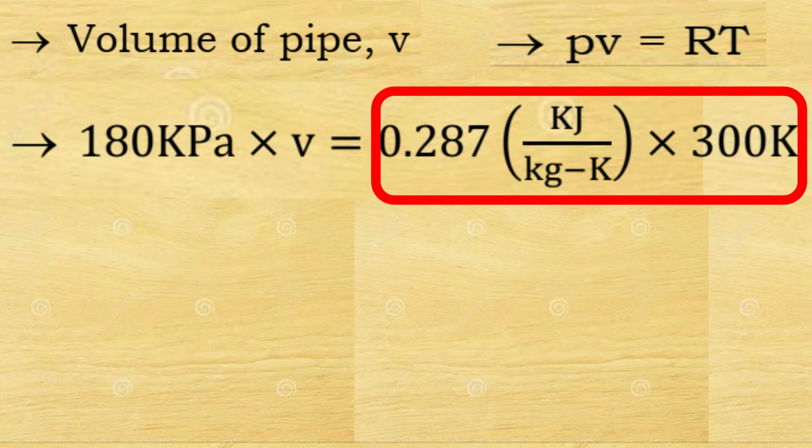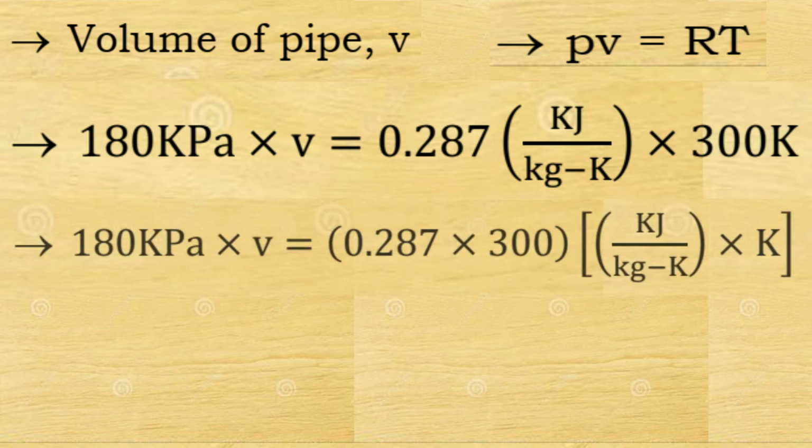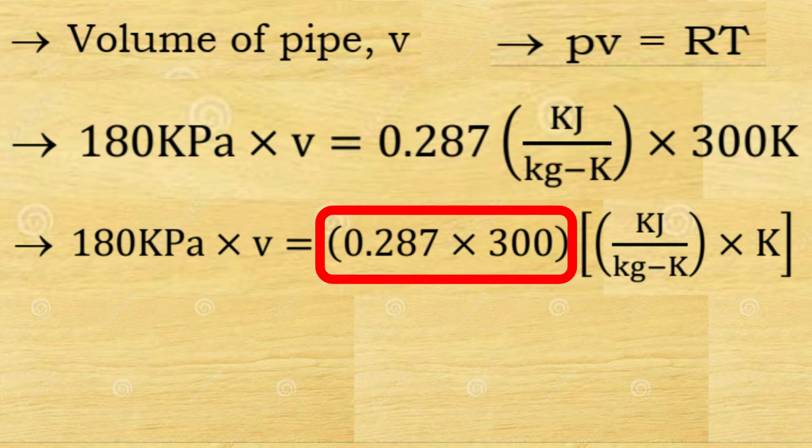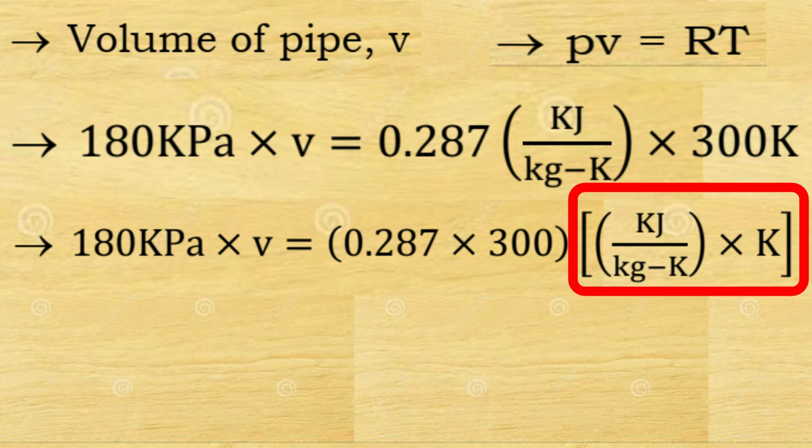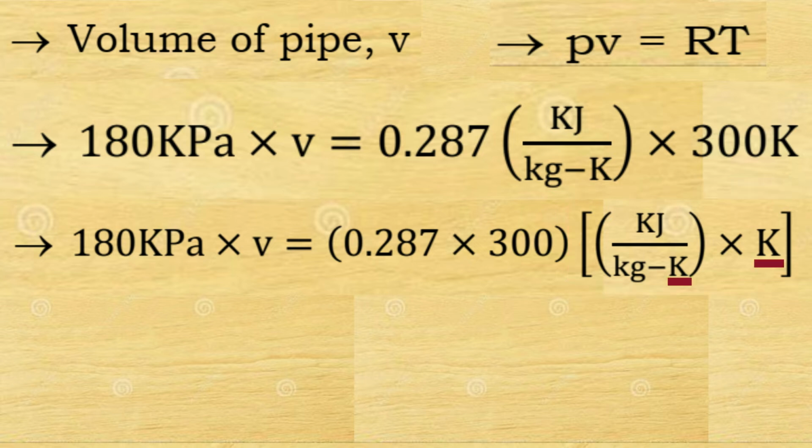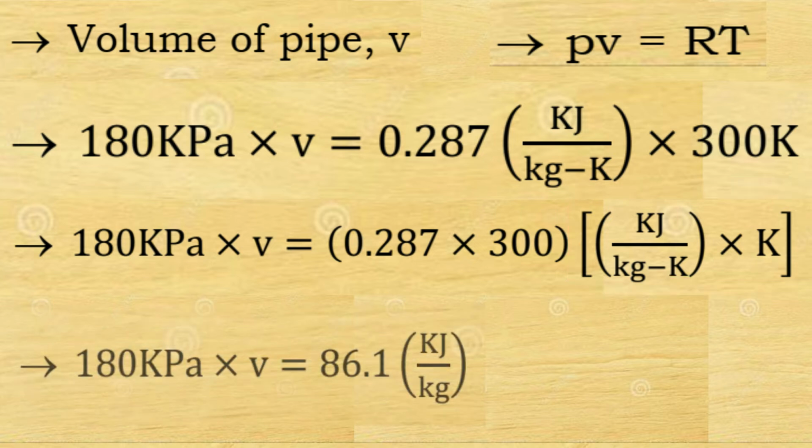Now in this RHS, we will split the numerical terms and SI units. So the next step will be 180 kilopascal into small v is equal to 0.287 into 300 into kilojoule per kg Kelvin into Kelvin. So here 0.287 into 300 is 86.1 and kilojoule per kg Kelvin into Kelvin is kilojoule per kg because Kelvin and Kelvin get cancelled. So the next step will be 180 kilopascal into small v is equal to 86.1 kilojoule per kg.